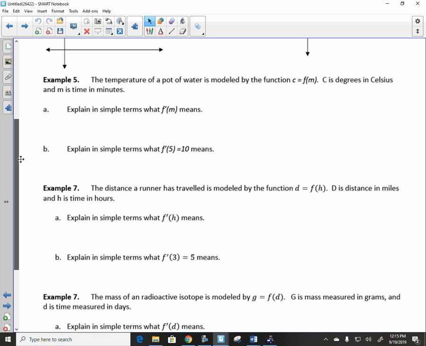So let's understand this. It says the temperature of a pot of water is modeled by the function C equals f of m. C is in degrees Celsius and m is time in minutes.